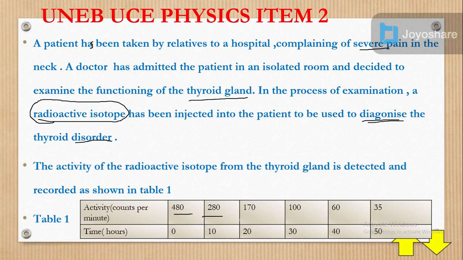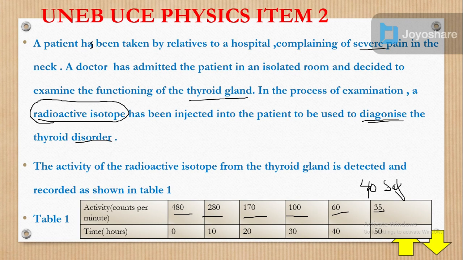280 counts per second is dangerous. 178 counts per second is dangerous. 100 is also dangerous. 60 is also dangerous. Now you see that as we go to 35, we have gone past the 40. Now it means that 40 is safe.